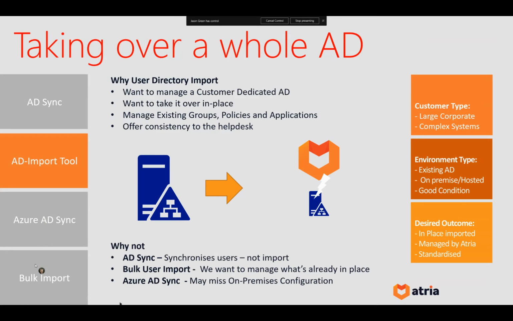In this scenario, there's a couple of core reasons you may want to do this. You've won a larger customer, a medium enterprise, and they've decided that they want to keep their entire Active Directory in place, and they want you to start managing it. But you still want to give them all of the self-service capability that Atria has, and you want to give your help desk the same process flow as they have with all of the rest of your customers for user and service management.